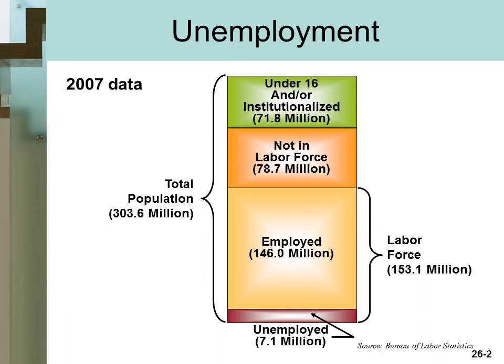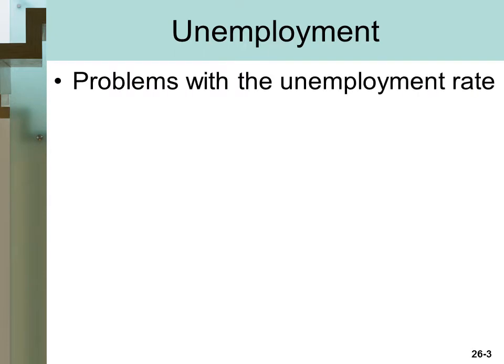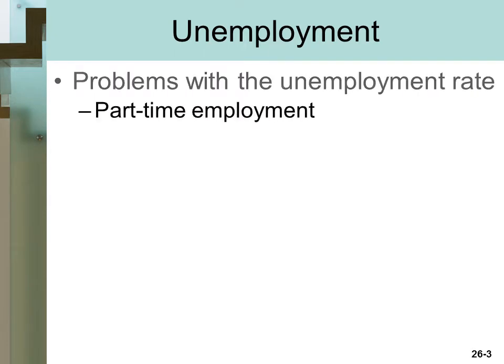So it would be the number of people looking for jobs, 7.1 million, the unemployed, divided by the entire labor force, 153 million people, right? That would give you a decimal, and obviously you multiply that by 100, and that gives you the unemployment rate. Now, this unemployment rate is not a perfect statistic. Here are some problems with the current way we measure unemployment.